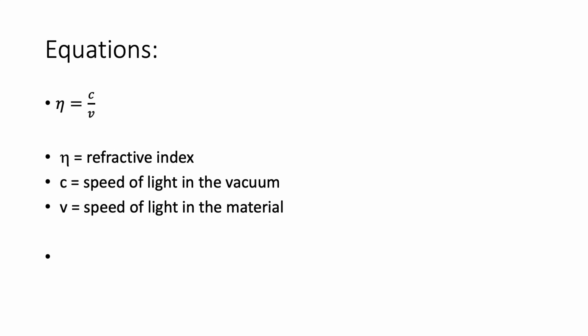So this is a refractive index. The c is the speed of light in a vacuum, and v is the speed of light in the material. So now we're looking at differences in the speed of light in different materials. It slows down when the material is more dense, and that's what we're going to be working with now. Any problems dealing with refractive indices and speed of light, you should be able to do. I am not going to go over an example on this.